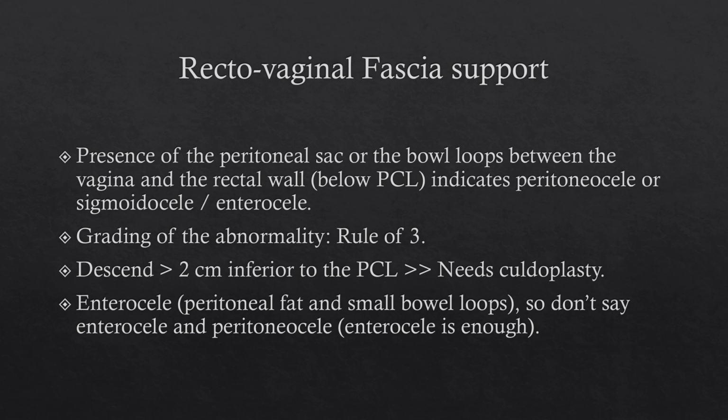We need to highlight something very important, what we call the rectovaginal fascia, or rectovaginal fascial support. If there is any defect in this fascia, there will be a peritoneal sac or bowel loops invaginating between the vagina and the rectal wall. And we are applying the rule of 3 also. If we have a descent of more than 2 cm inferior to the pubococcygeal line, this one needs colpoplasty.